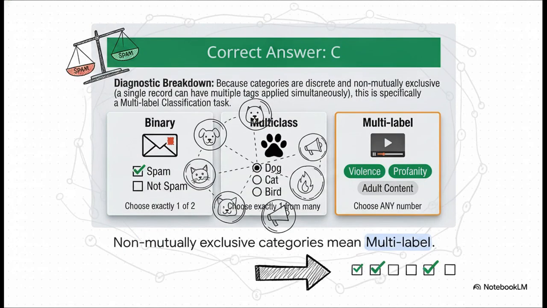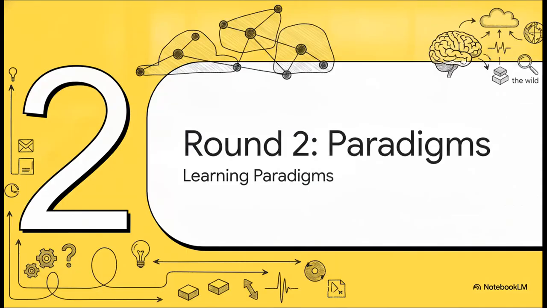The answer is C, multi-label classification. And this brilliantly illustrates a really critical difference. Binary is strictly one of two options, spam or not spam. Multi-class means choosing exactly one category from many, like identifying a dog, a cat, or a bird. But because our moderation categories are non-mutually exclusive, meaning an asset can be violent and profane simultaneously, it is specifically a multi-label task. Excellent work so far.